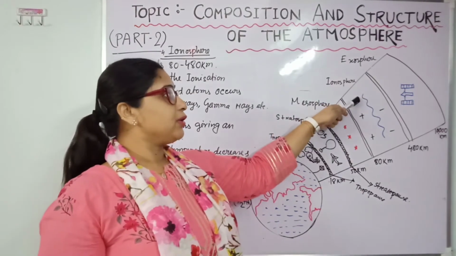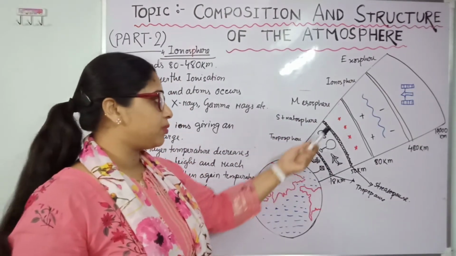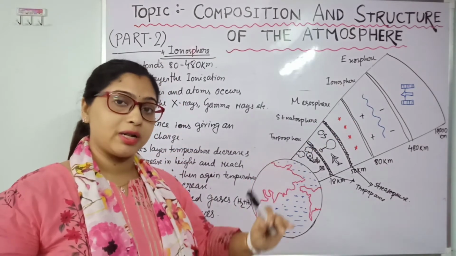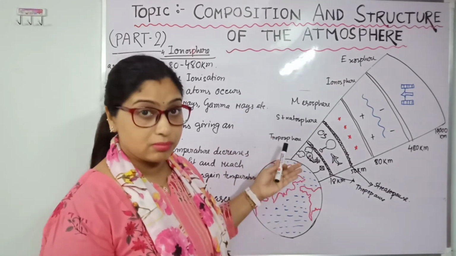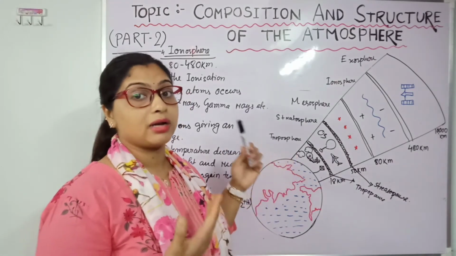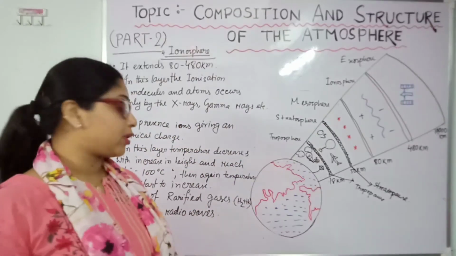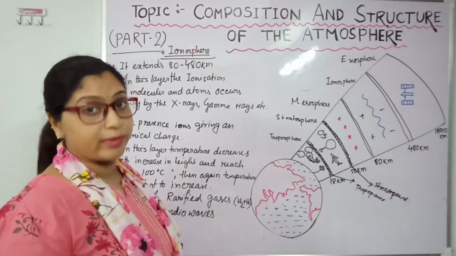But in the ionosphere, the composition of this layer changes: the nitrogen and oxygen gas gradually decrease, and hydrogen and helium gas become dominant, at maximum in this layer. And one of the most important points here is that it reflects radio waves.